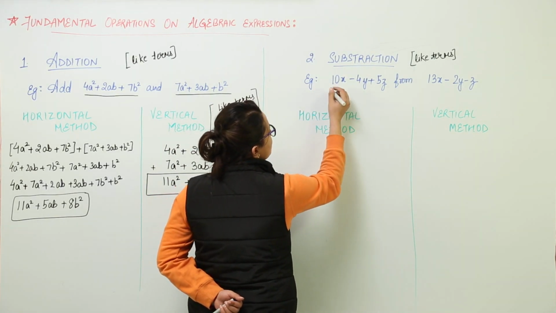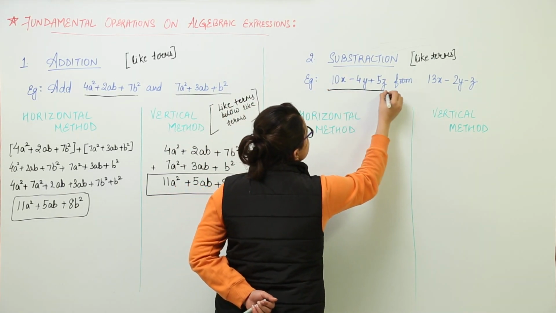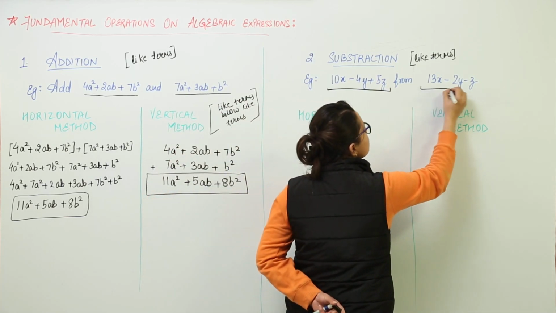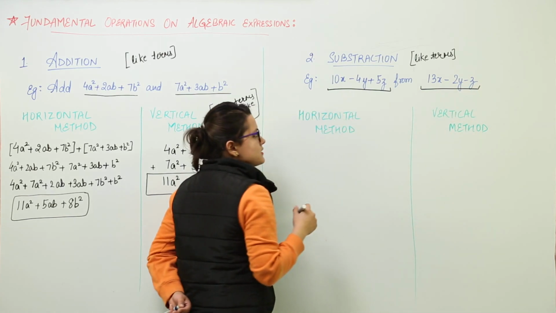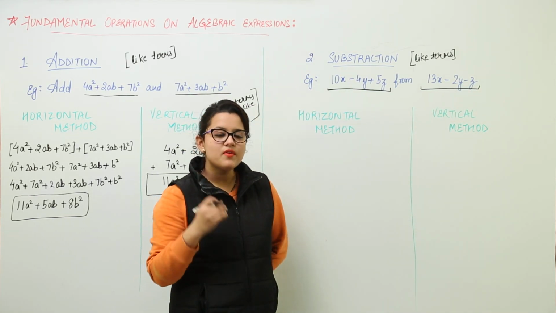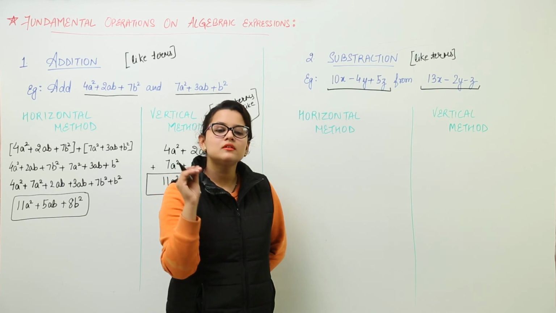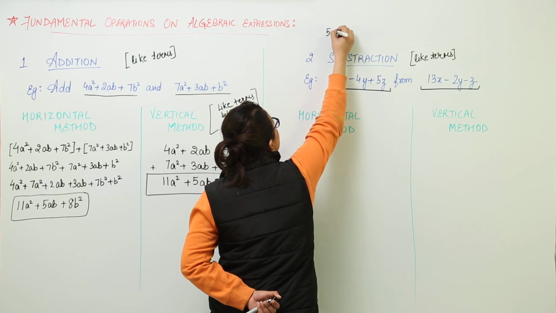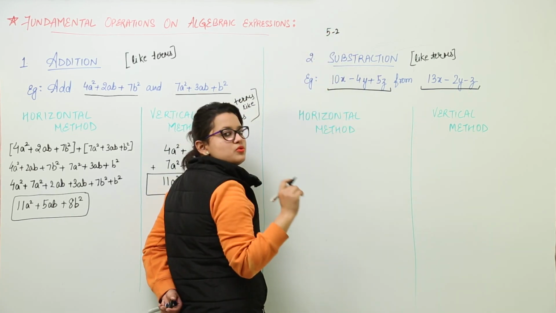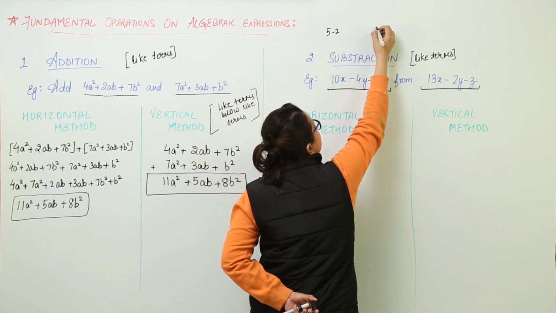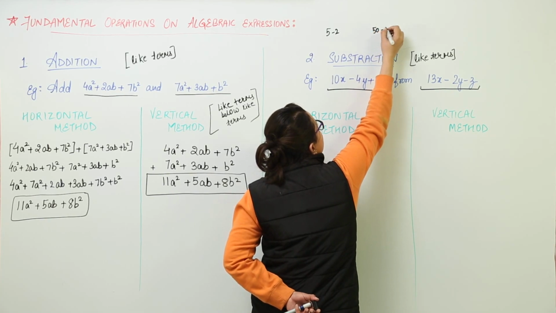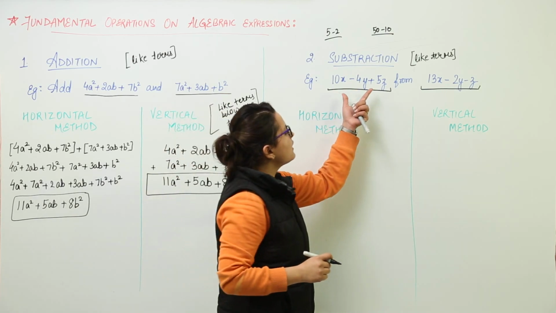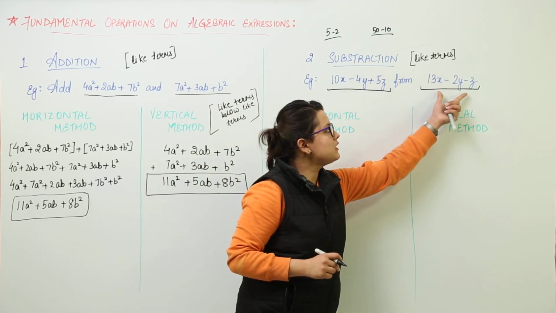The example says you have to subtract 10x minus 4y plus 5z from 13x minus 2y minus z. Please pay attention. If I ask you to subtract 2 from 5, what will you do? You are going to do 5 minus 2. If I ask you to subtract 10 from 50, you will do 50 minus 10. So that is how this is to be done. You have to subtract this expression from the other one.